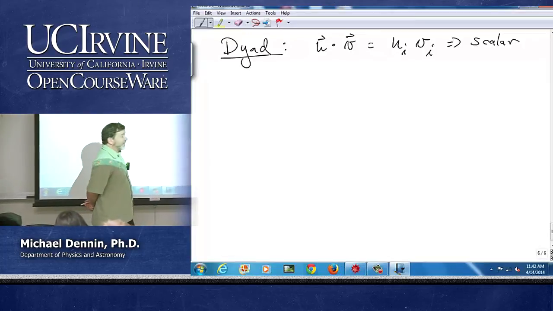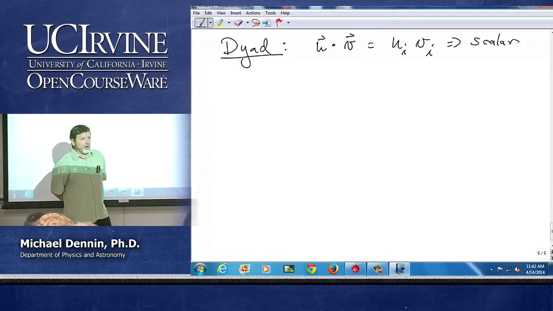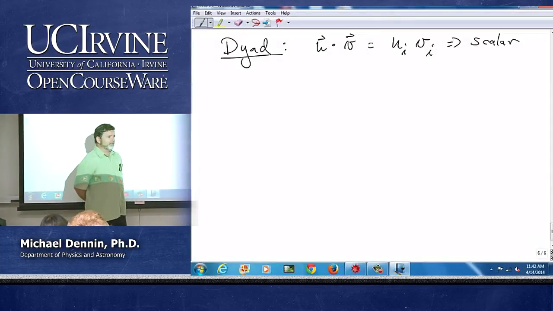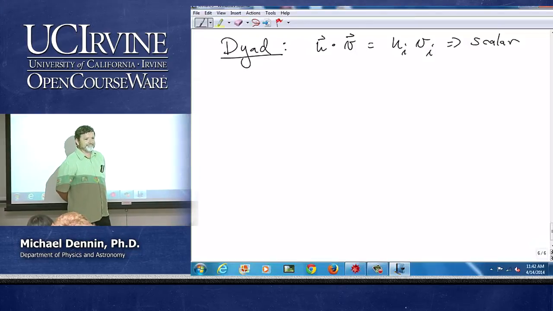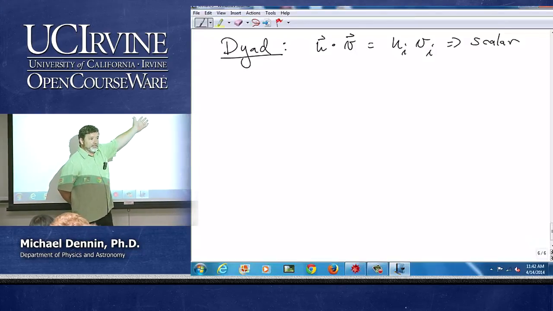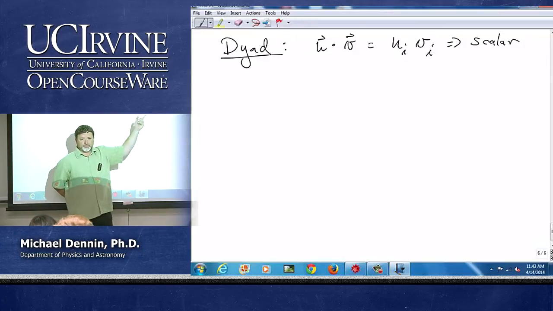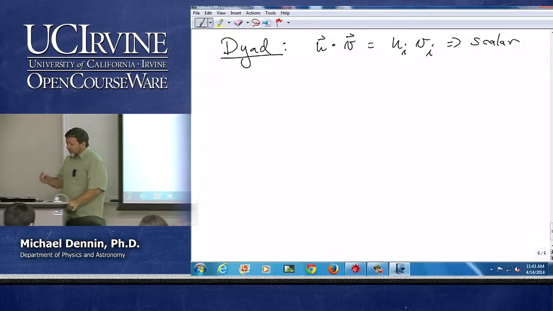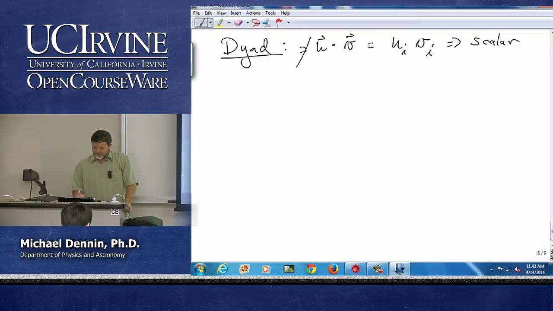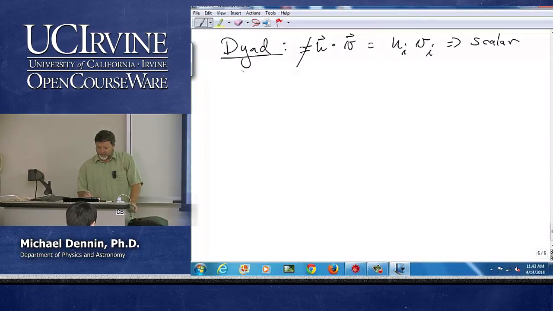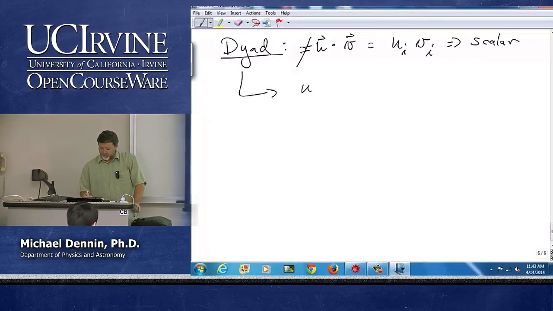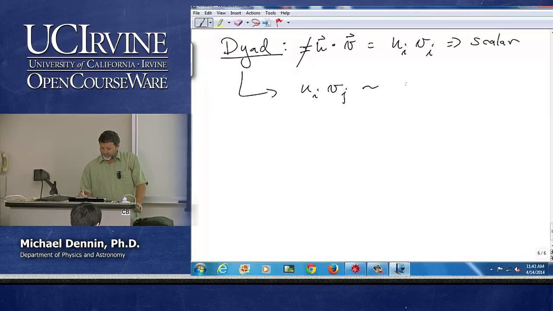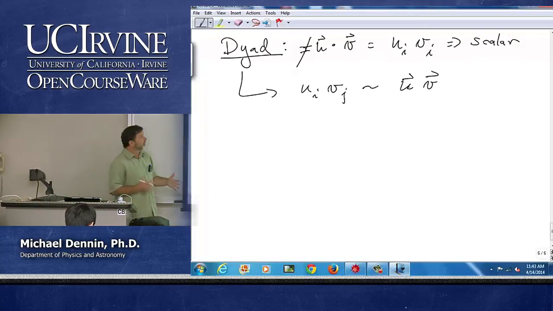How many indices should a scalar have? 0. Why is this 0 indices? You sum over the i's, and when you're done summing over the i's, there's no index left. So that is a scalar. That's not a dyad. The dyad does not equal that. The dyad equals ui vj, which will sometimes be written as uv, just next to each other.